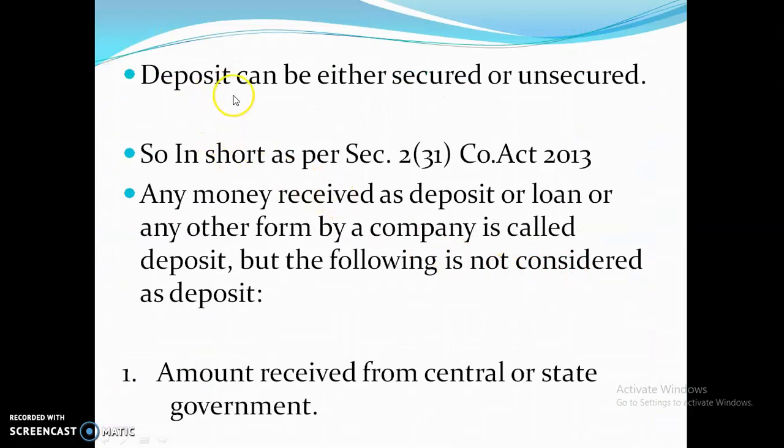Now, deposit can be either secured or unsecured. What do you mean by secured or unsecured? When I give the deposit money to the company, the company will give some asset. That is proof that if the company cannot pay my money back, then I can sell the asset which the company has given and collect money. Sometimes it can be unsecured, meaning the company does not give any asset.